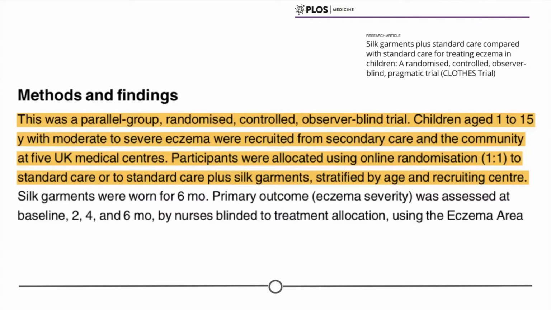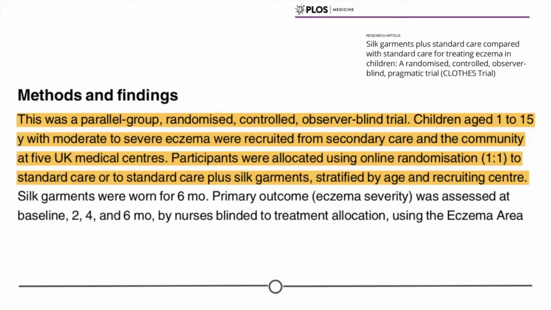This was a parallel group, randomized controlled observer blind trial. Children ages 1 to 15 years with moderate to severe eczema were recruited from secondary care and the community at 5 UK medical centers. Participants were allocated using online randomization in a 1-to-1 ratio to standard care or to standard care plus silk garments, stratified by age and recruiting center.